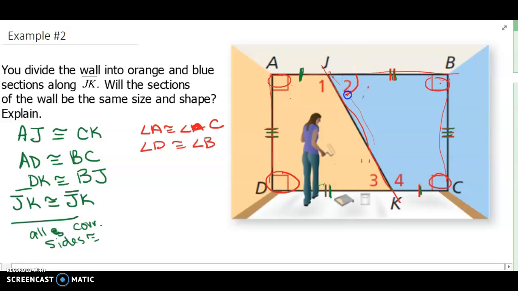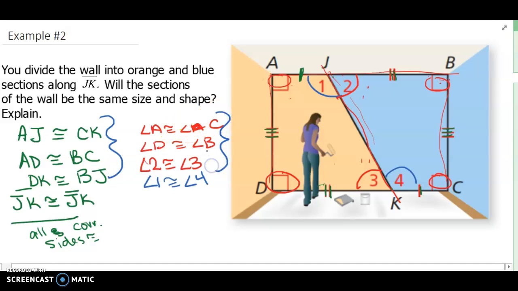What do we know about angle 2 and angle 3? Angle 2 has to be congruent to angle 3 because they are alternate interior angles. And then likewise, can't I say that about 1 and 4 as well? Okay, so now I've shown that all 4 sides of the left are congruent to all 4 sides of the right, and I've shown that all 4 angles on the left are congruent to all 4 angles on the right.